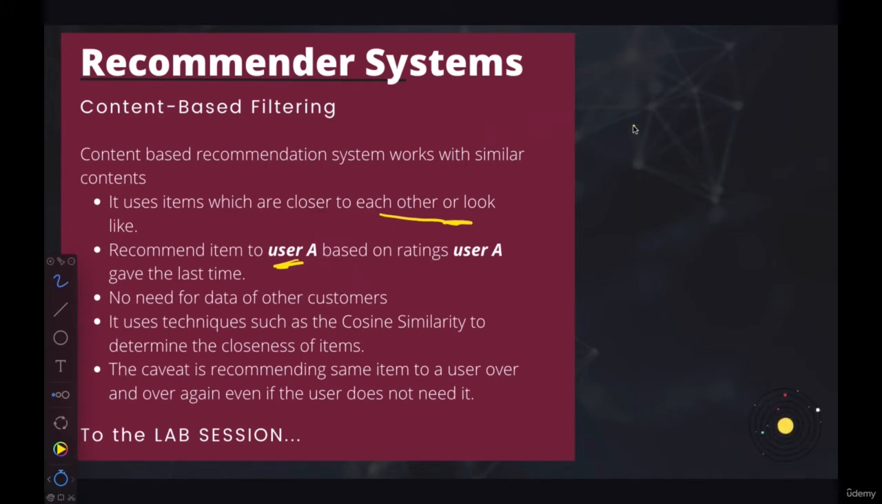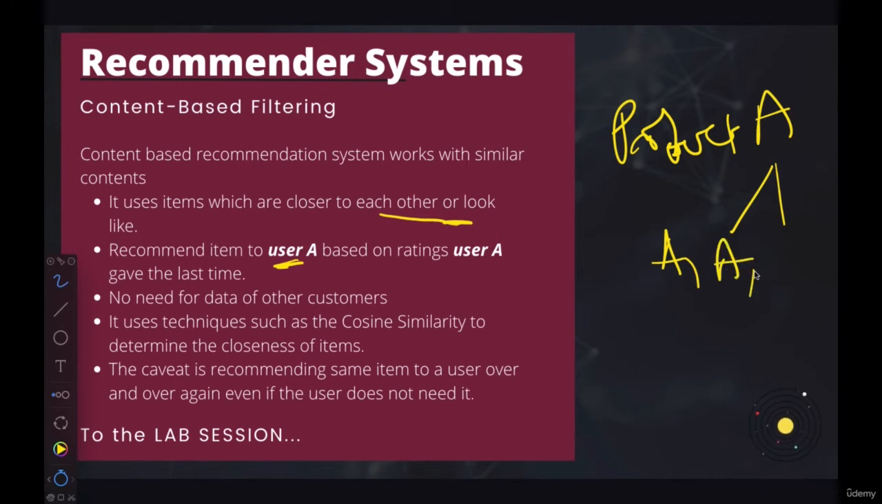Also, if a user searches for a particular product A, then similar items that look like product A are going to be suggested to the user. And in this case, you don't really need the data of other customers to do this.